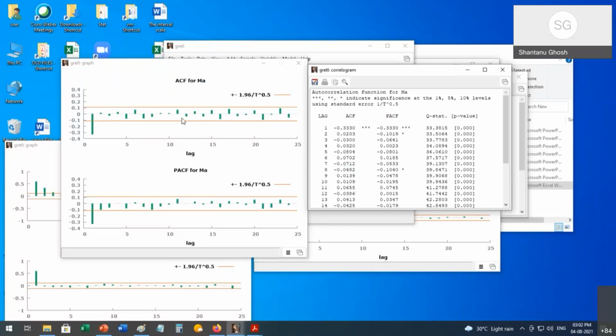Sir, to find out the order of the process for moving average, we need to find the spikes in the ACF, isn't it? Right, ACF. Sir, should we consider only those spikes? Those that are significant, going beyond the threshold, beyond this 95% confidence interval. Okay, sir.